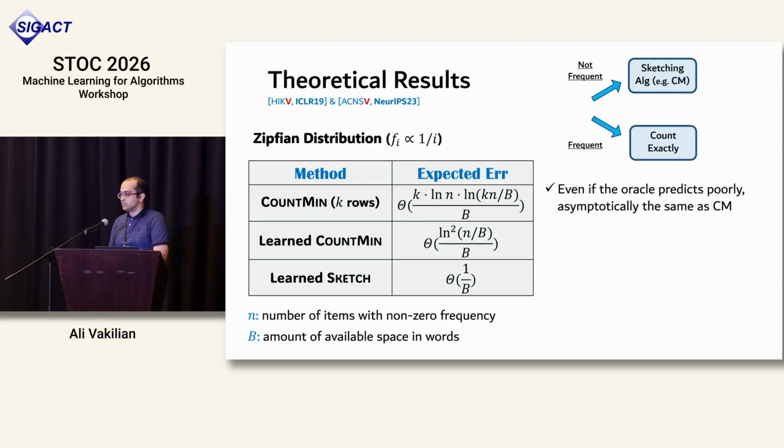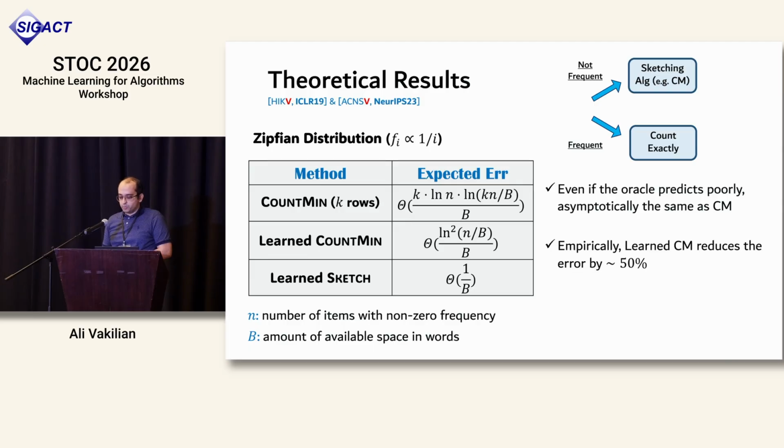For the robustness, the part that is helping us is that even if the predictions are useless, since we are still using a sketching algorithm as a backup, we will attain the worst case guarantee that the sketching algorithm is going to achieve. So we will also have some worst case guarantee comparable to the best existing algorithm without predictions.